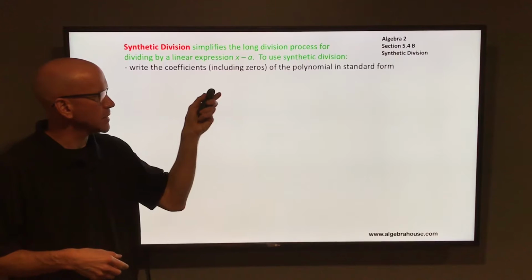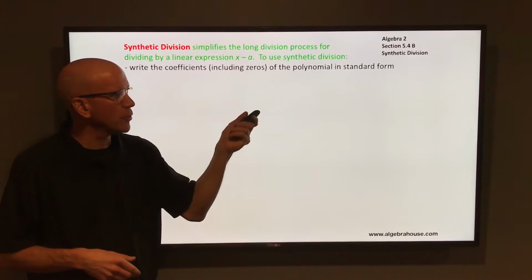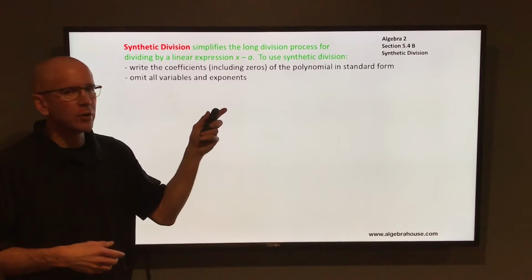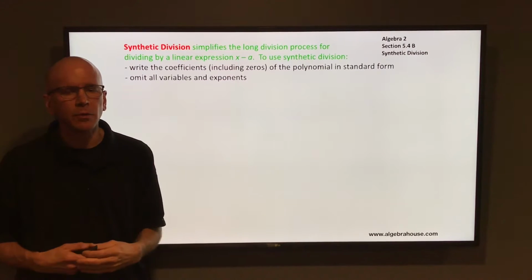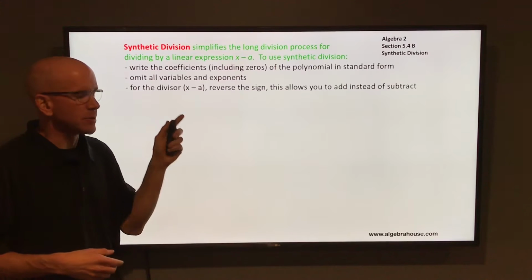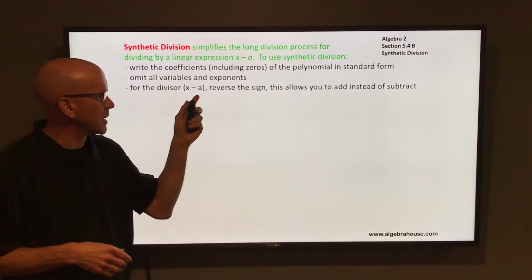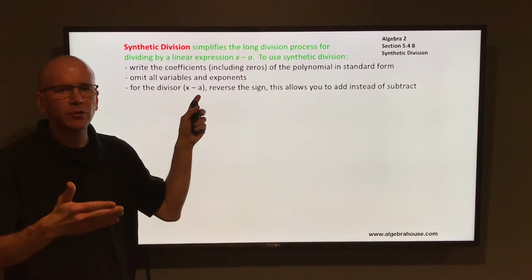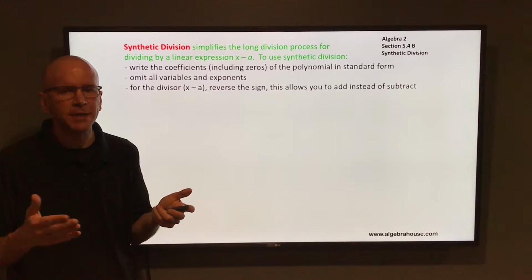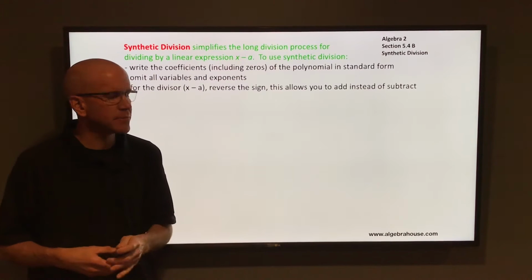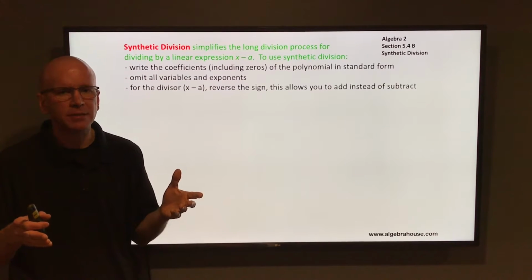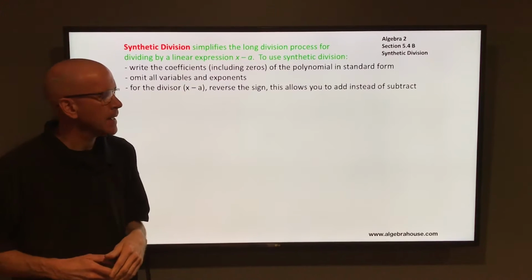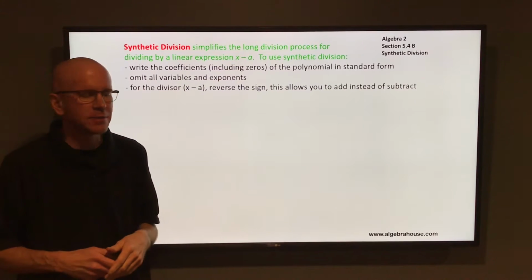Write the coefficients, including the zeros, of the polynomial that you're dividing in standard form. Then omit all variables and exponents when you list those coefficients. For the divisor, what you're dividing by, in this case x minus a, reverse the sign on that a. So it's minus a right now, you would reverse that sign, make that a positive a or plus a. This allows you to add instead of subtract in the synthetic division process. So what you're doing is you're focusing on the root of that, which would be x equals a. It's much better to see it live in an example.